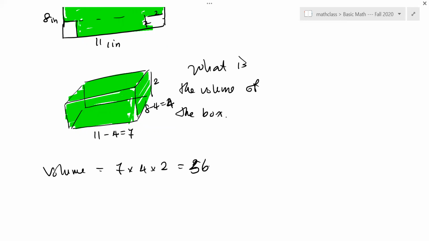Yeah, what's the 8? Okay, 8 is the original width of the paperboard. But after you cut the squares, it becomes 4. 8 minus 2 minus 2 is 4. Alice got 36, but actually the volume is 7 times 4 times 2, if you draw the picture correctly.